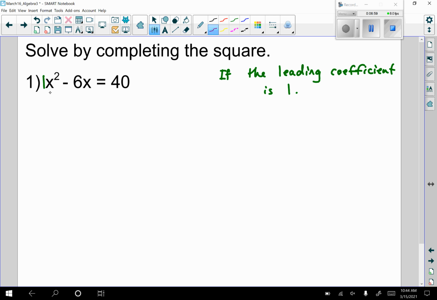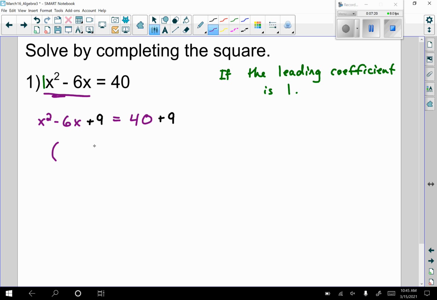So what I want to do is complete the square for this side. So we have x squared minus 6x. I want to leave a little bit of space. Then I still have the 40, because whatever we add to this side, we have to add to the other side. So half of 6 is 3. 3 squared is 9. So I'm adding a 9 to each side.